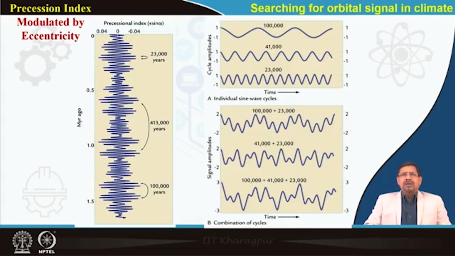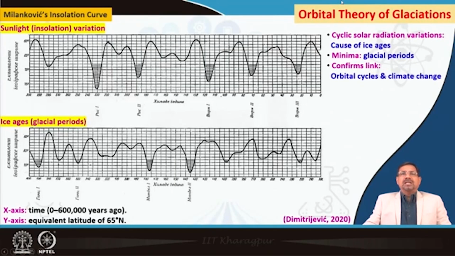And on the right hand side, we corroborate them, individually one at a time on the upper part, 100,000, 41,000 and 23,000, and then when we put 2 of them together and all 3 together. So in the upper 2 you can see 100,000 and 23,000, and the middle one 41,000 and 23,000, showing how the pattern is in terms of the signal amplitude. In the right lower curve, you can see how the signal amplitude behaves when all these 3 curves are taken together. And now this is the combination of the cycles put together.